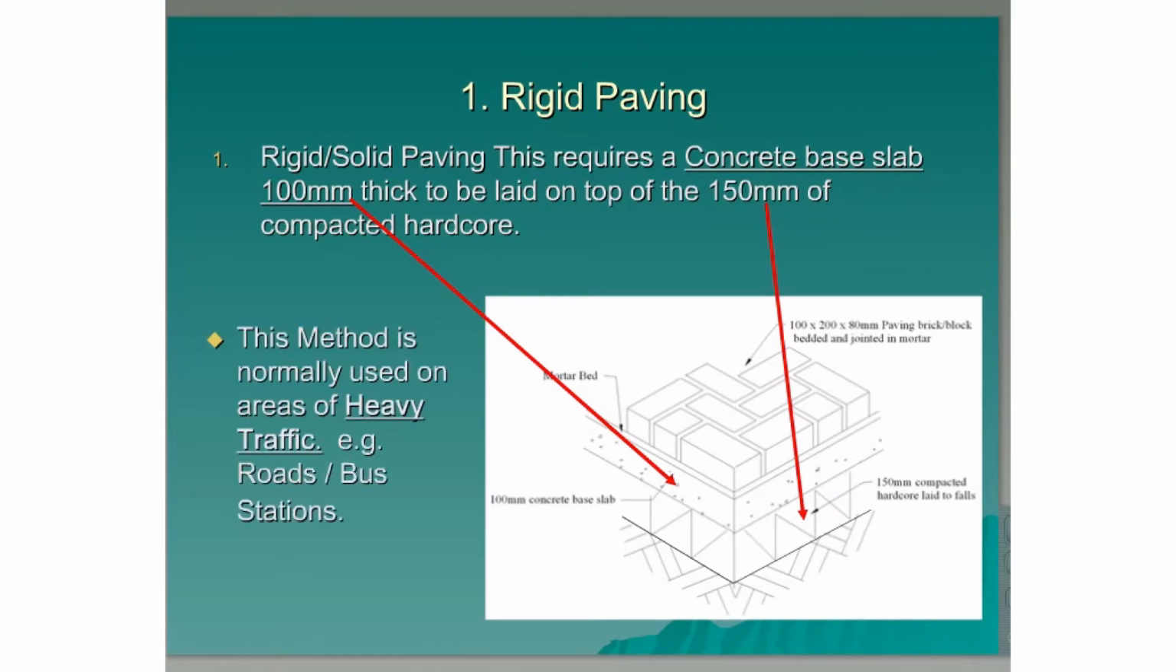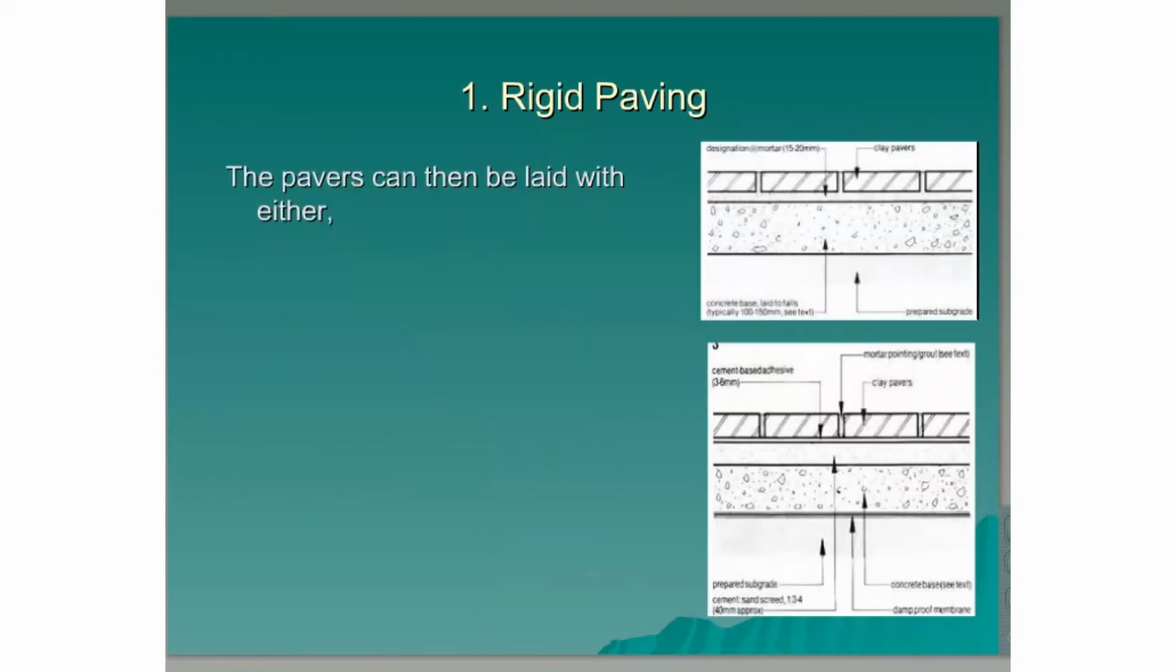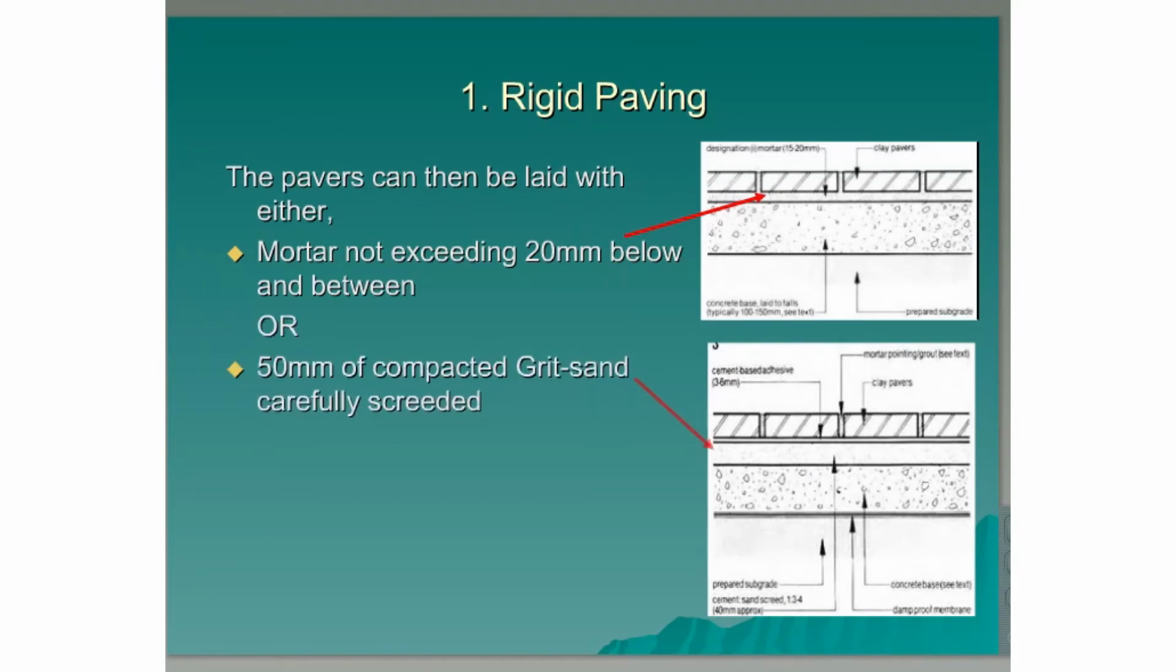This method is normally used on areas of heavy traffic, so for example on roads or in bus stations. So after your concrete slab is laid, then the pavers can be laid with either mortar not exceeding 20 mm below and between them, or 50 mm of compacted grit sand carefully screeded.